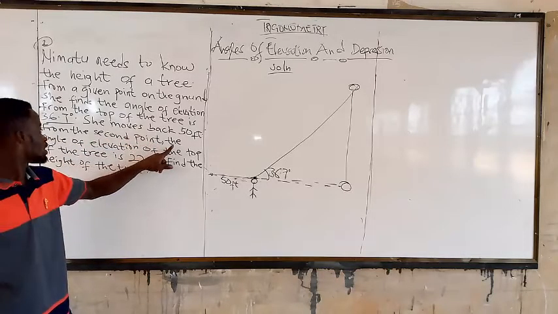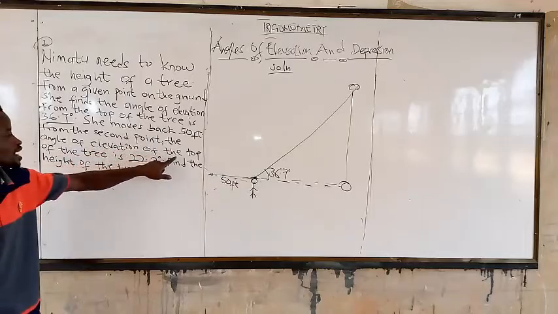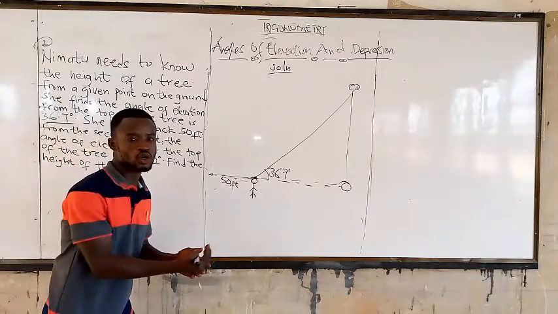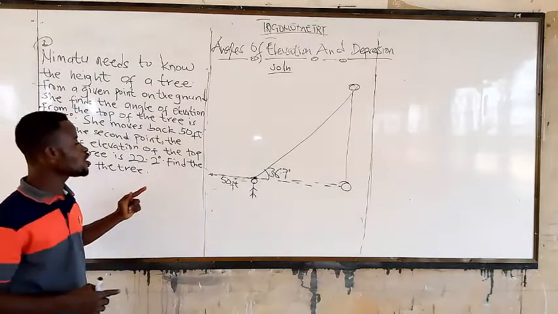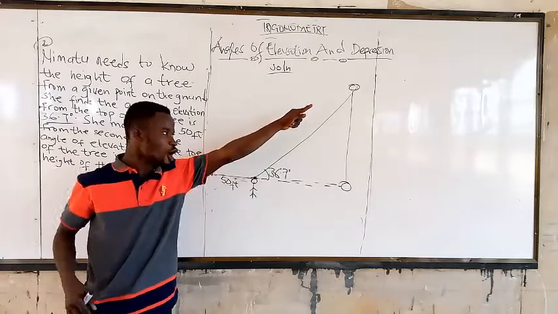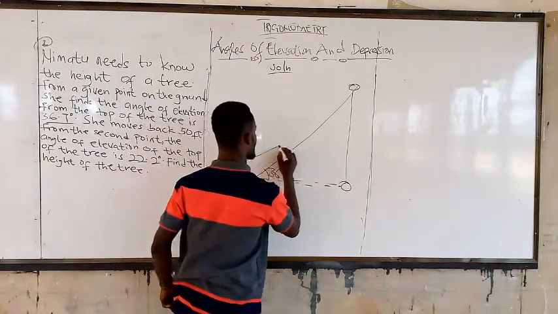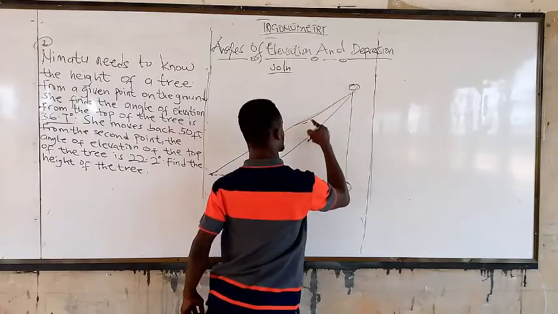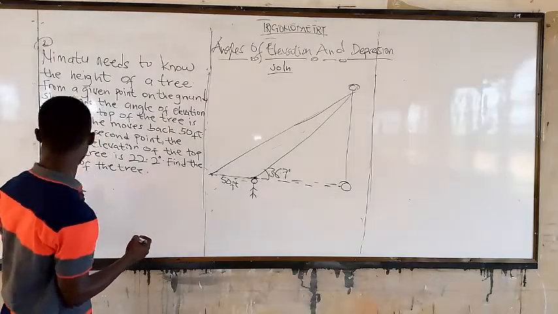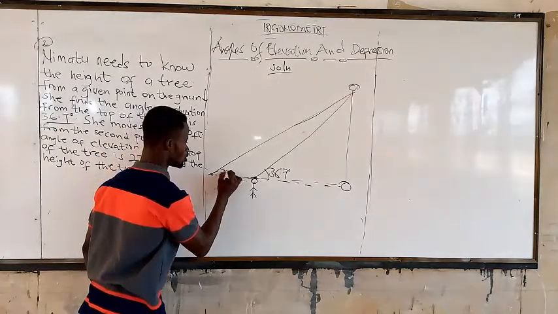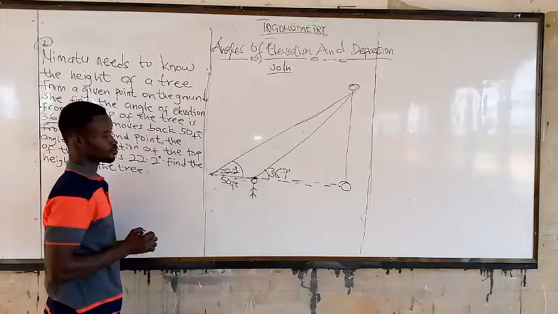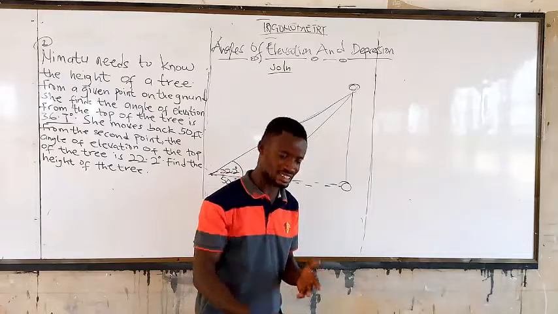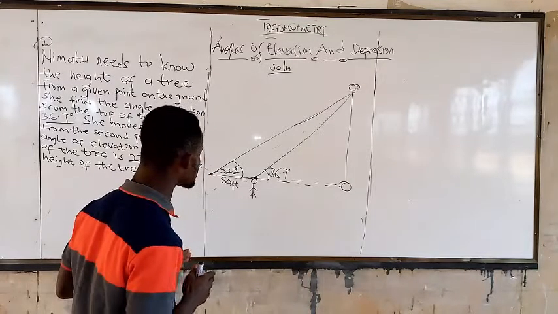From the second point, the angle of elevation of the top of the tree is, that means that when Nimatu moves back 50 feet, he now looks again at the top of the building, and he gained an angle of elevation of 22.2 degrees.